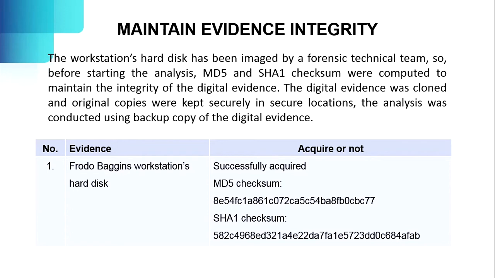Maintain evidence integrity. The workstation hard disk has been imaged by a forensic technical teams. So before starting the analysis, MD5 and SHA1 checksum were computed to maintain the integrity of the digital evidence. The digital evidence was cloned and original copy were kept securely in secure location. The analysis was conducted using backup copy of the digital evidence. Below, you can see the checksum of the Frodo Baggins workstation hard disk.